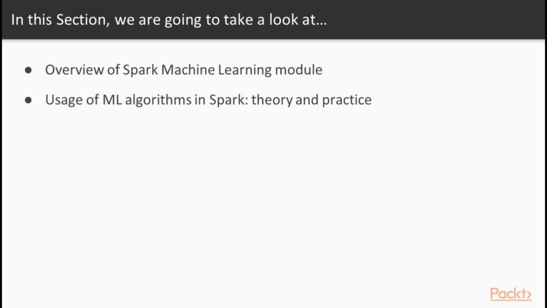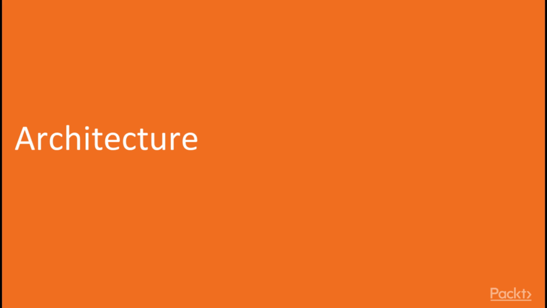In the first part, we will be covering the architecture of the Spark machine learning module. In the second part, we will have a deeper view at the algorithms used in Spark. We will have a look at the theory behind their design and usage, as well as a practical example of how to do that. By the end of the section, we will have two machine learning models fit to predict house prices based on their features.